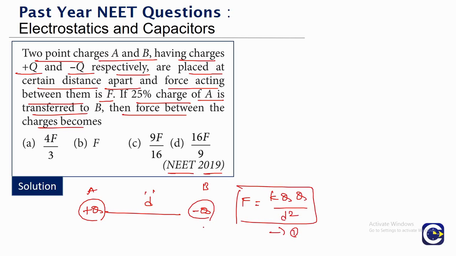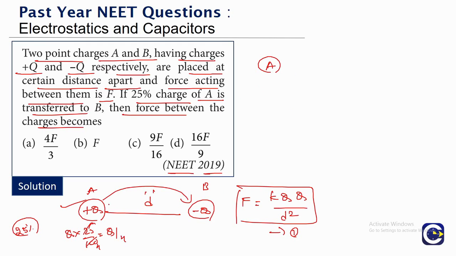Now second instance, what we are doing, 25% of the charge of A. See, what is the charge on A? Q. 25% of this means how much? Q into 25 by 100. That is what? 25 ones, 25 fours. Q by 4. So from here, Q by 4 is taken and given to the B. Look at this. What is the new arrangement?